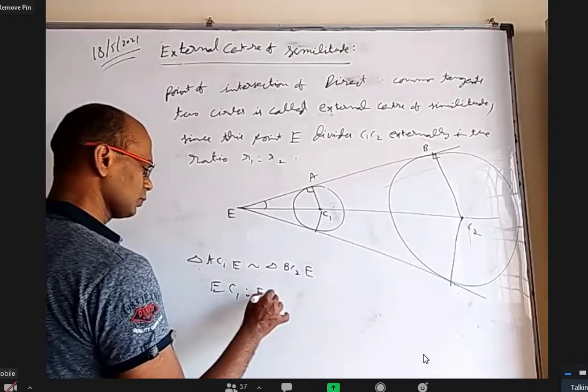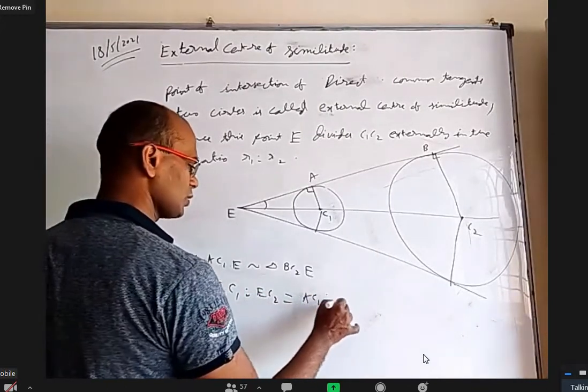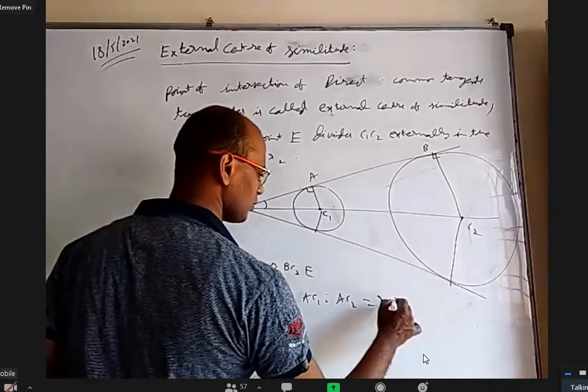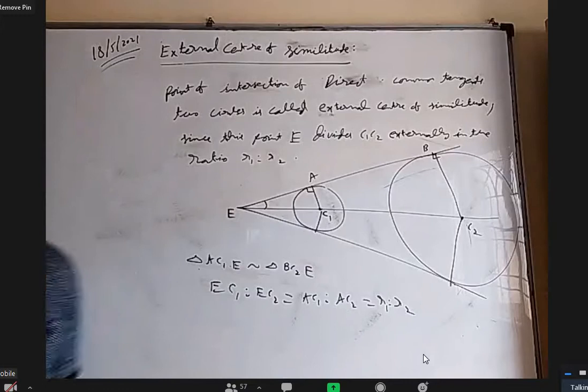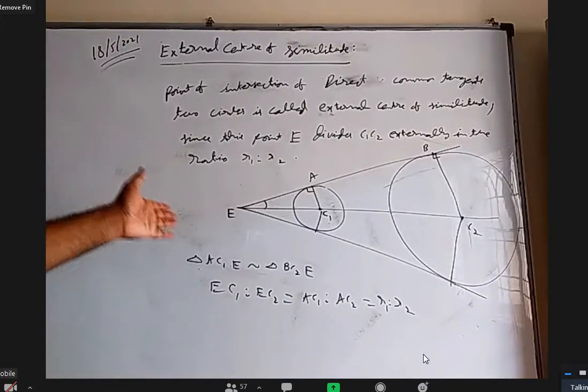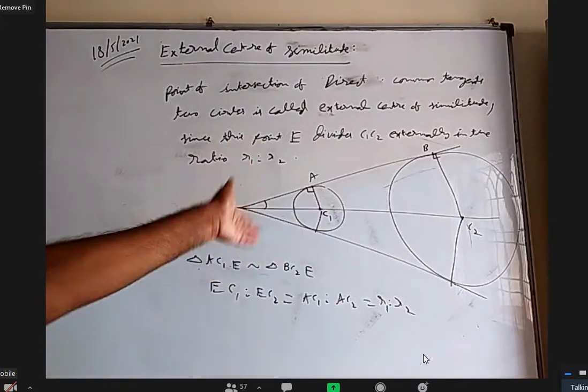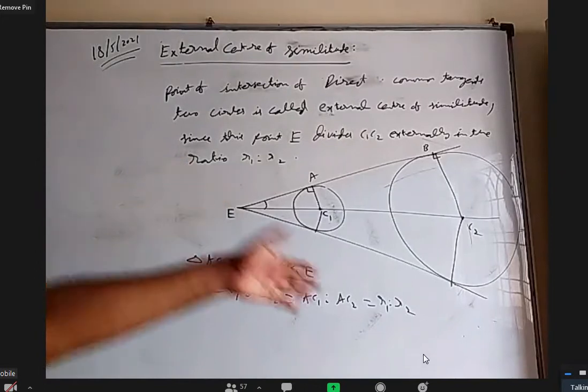EC1 is to EC2 is AC1 is to BC2, which is R1 is to R2. But it is outside, so it will divide externally. So whenever you want to find the external center of similitude, just take the two centers and apply the R1 is to R2 external ratio, the section formula, and you will get it.